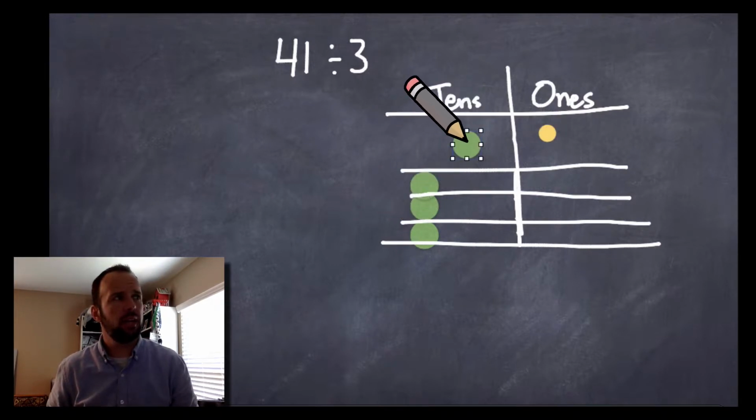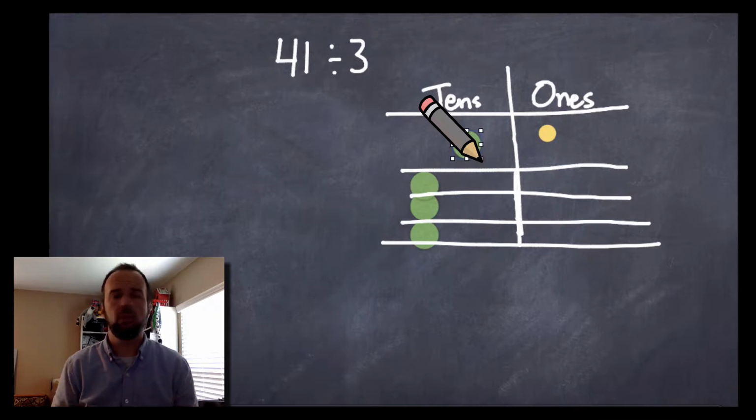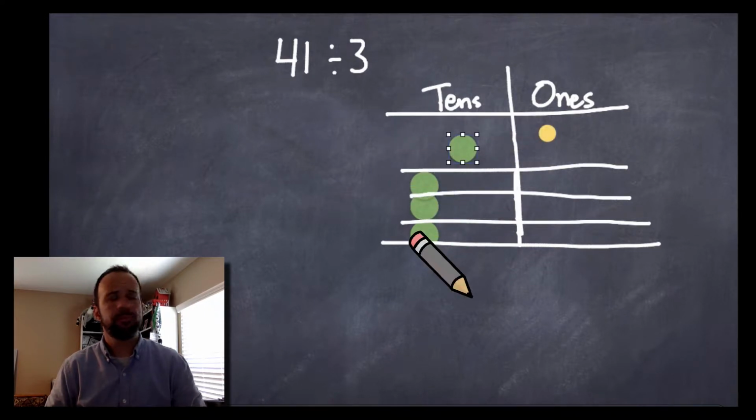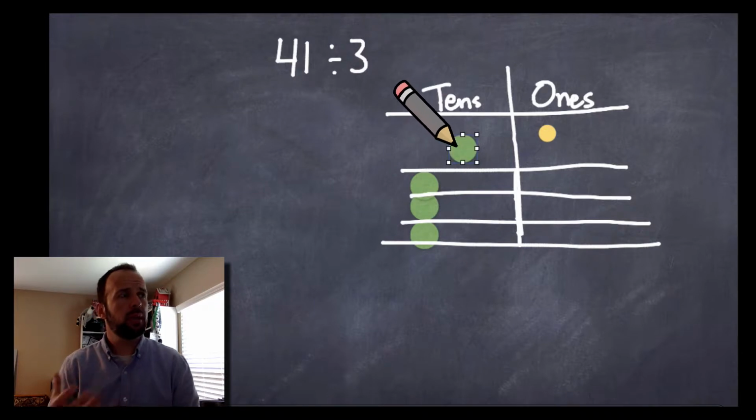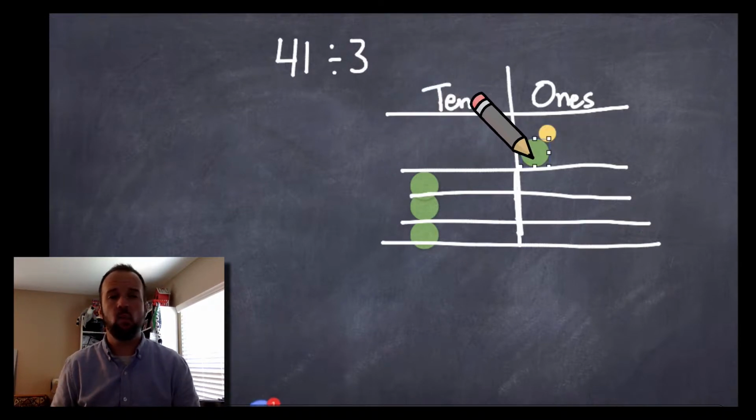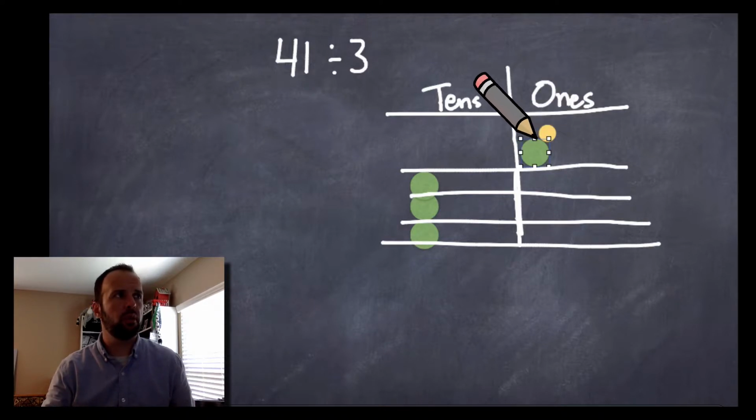But I've got this one guy hanging out here. What do we do with this 10 that's all by himself? I can't put him in one of these groups because it would make my groups uneven. So what can I do with him? I can unbundle them or break them apart, however you want to say it, and I can bring them over here as 10 ones. So let me go ahead and make that conversion real quick.